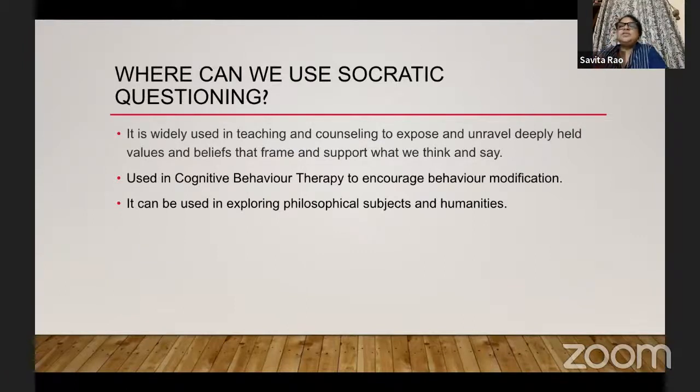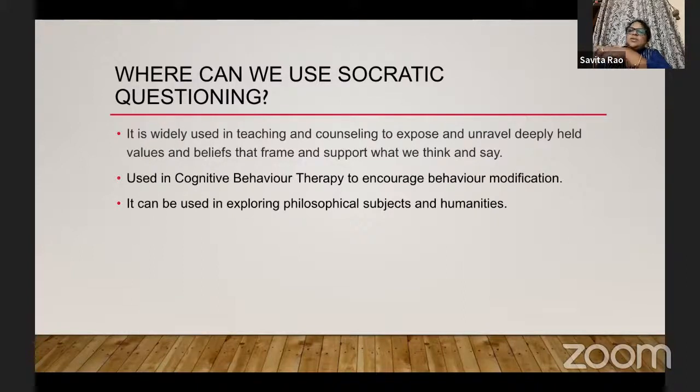So where can we use Socratic questioning? Very often, Socratic questioning is used in teaching and in counseling. When you are conducting counseling sessions, somebody is coming to you with a problem. So instead of being a sage on the stage, you're actually putting questions. Okay, so I'm feeling very depressed. So why do you think so? And if there is some response, you just use that response as a base to frame further questions. So that is where you're leading one question to the other.